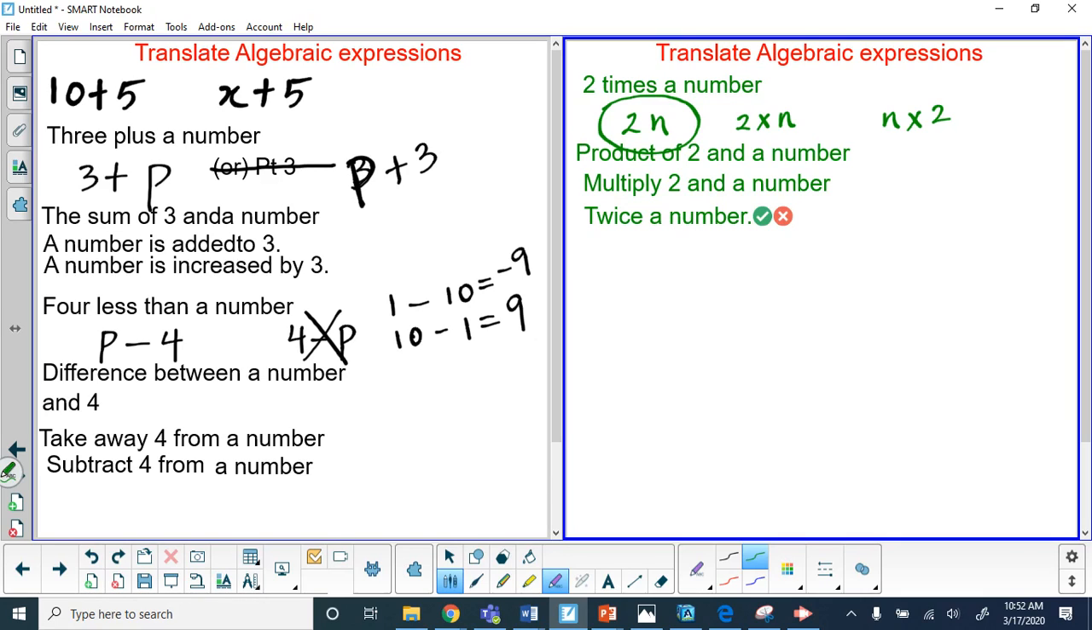Let's take a look at division. Let's have C is divided by 5. C is divided by 5. Or you can have a number is divided by 5. Then you're going to write it as C divided by 5, or C division 5.